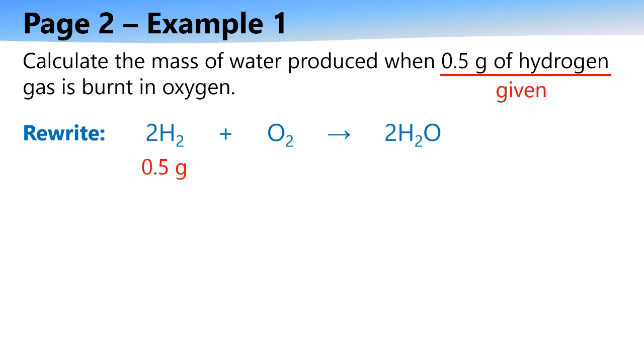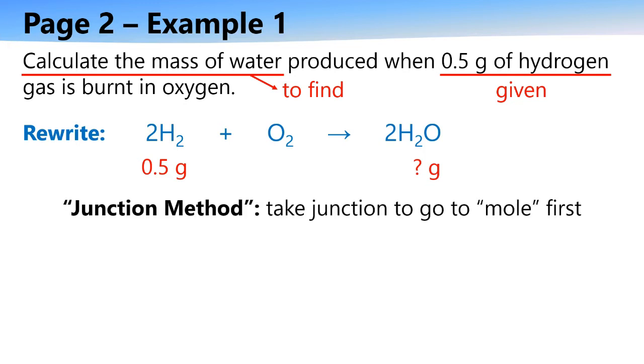Then I also want to know what I need to find out from the question. The question asks me to calculate the mass of water. So this is what I need to find, and I will always write a question mark. Since I want to find the mass of water, I write question mark grams. Remember, mass is in units of grams. The next few steps are what I'm going to call the junction method, because you are going to take the junction to go to mole first before you calculate the rest.